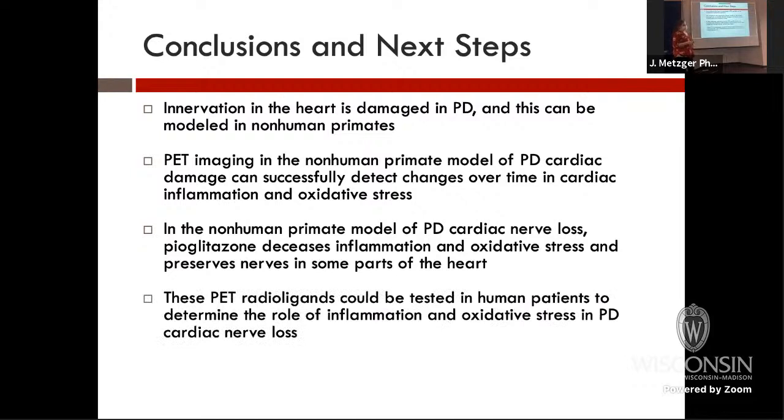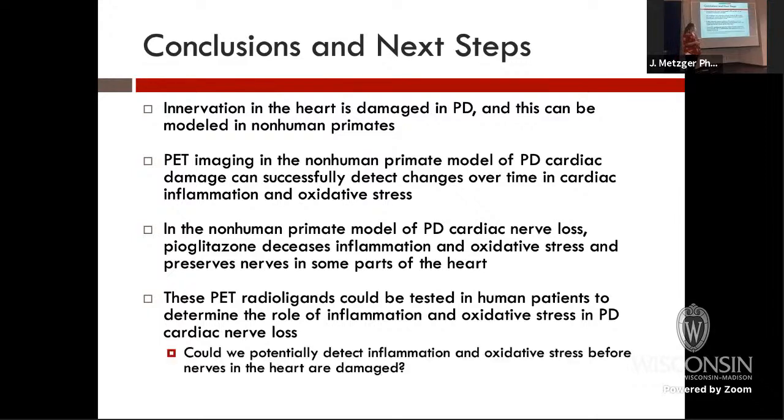So this makes me think of some next steps. These PET radioligands could be tested in human patients as a next step to help determine the role of inflammation, oxidative stress, and Parkinson's disease cardiac nerve loss. And this gets us back to the conversation that we had much earlier in the talk, which is: if we can potentially detect inflammation and oxidative stress before the nerves are damaged in the heart, if we can detect that there's something ongoing in the heart before we have this massive amount of neurodegeneration, is there anything we can do to intervene?